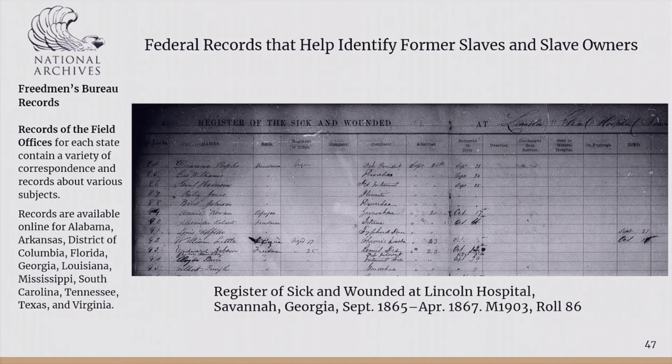So the field offices also have a variety of records, and this is an example of a register of sick and wounded at Lincoln Hospital in Savannah, Georgia, from September of 1865 to April of 1867. Some of the people on the ledger died, but it indicates, besides their name, their illness and whether they're a freedman or a refugee, what their status is. So it could be a useful record there too.